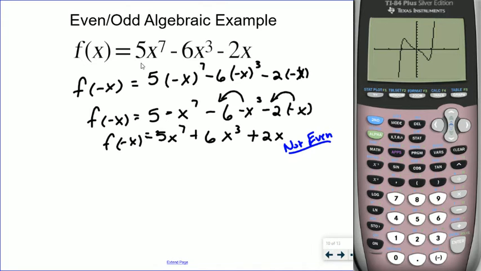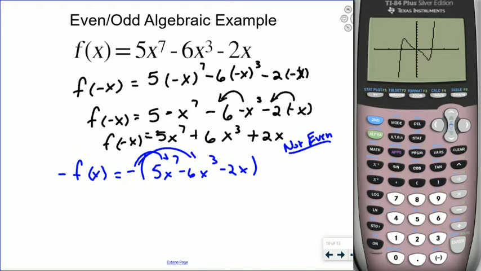So now we move on to step 3 of the list that I showed you earlier. I'm going to take a look and see what negative f of x is. So what we can do is say negative times our original function, 5x to the 7th minus 6x cubed minus 2x. Then I'm going to distribute this negative into this parentheses to all of these terms and end up getting that negative f of x equals negative 5x to the 7th plus 6x cubed plus 2x.